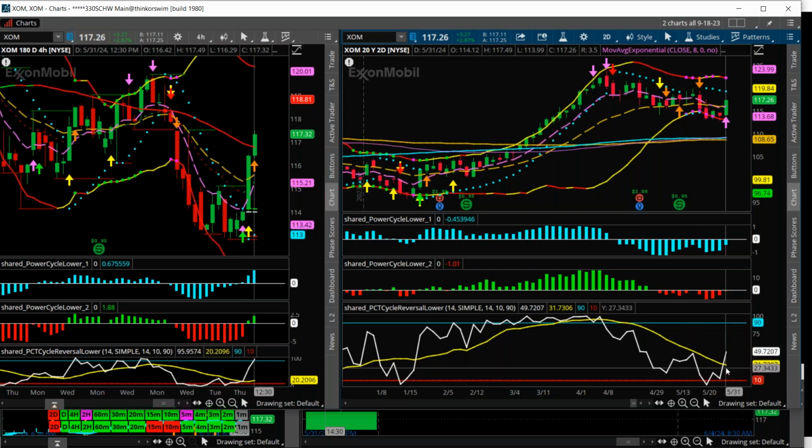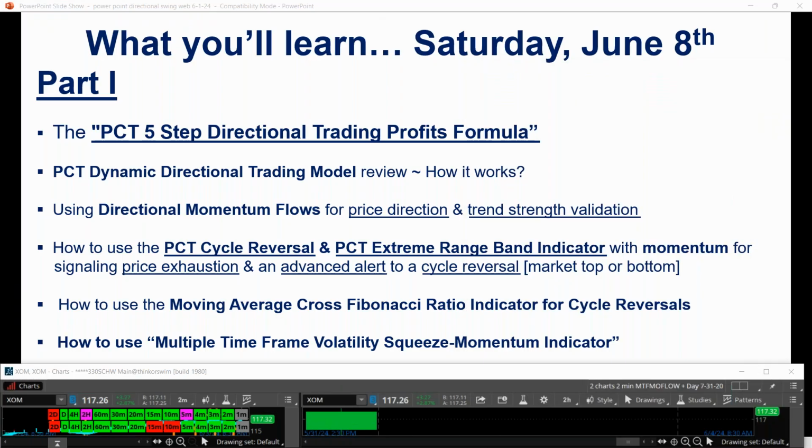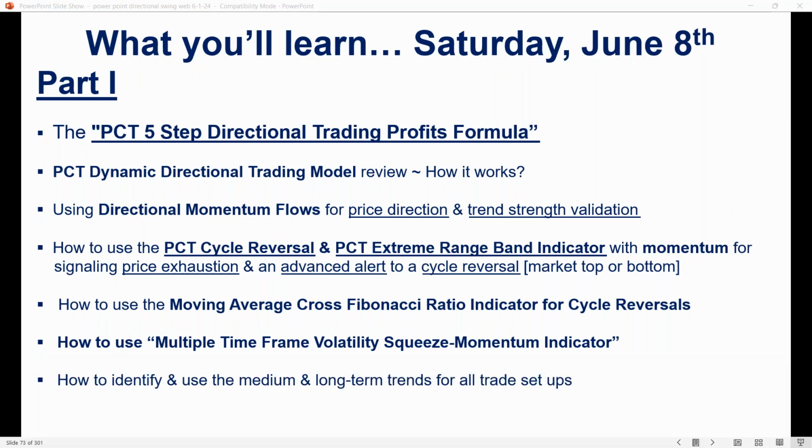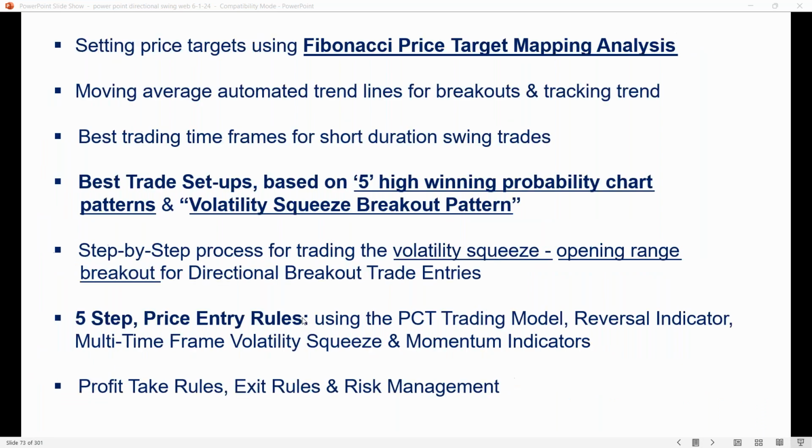Here's your cycle reversal on a 2-day. All right, so that's a really cool tool. You'll get that. We'll go through how to use that. Then we'll go through the moving average cross, how to use that one, set that up. Setting price targets, we'll go through the Fibonacci price target mapping.